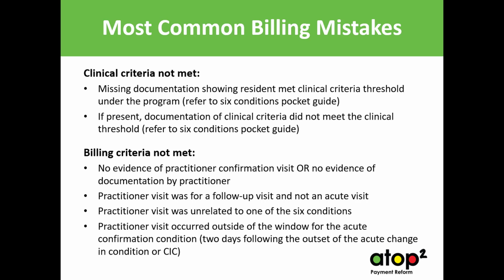Examples of billing criteria not met include no evidence of practitioner confirmation visit or no evidence of documentation by practitioner. Practitioner visit was for a follow-up visit and not an acute visit. Practitioner visit was unrelated to one of the 6 conditions. Practitioner visit occurred outside of the window for the acute confirmation condition.